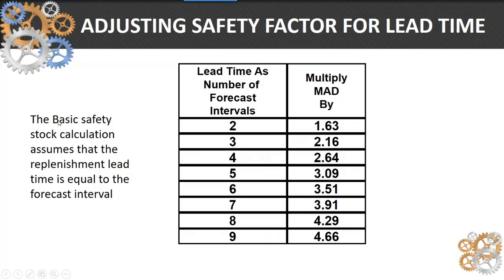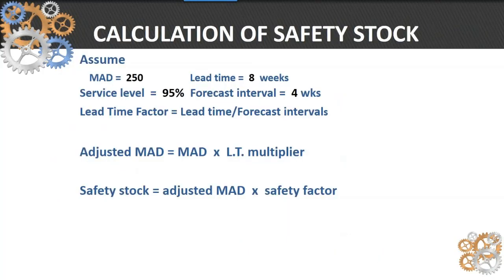The safety factor: the basic safety stock calculation assumes that the replenishment lead time is equal to the forecast interval. So if you're forecasting on a monthly basis and your lead time is 8 weeks, then you're going to want to adjust that mean absolute deviation by a factor that accounts for the variance between the forecast interval and the lead time interval. And this gives you a table of what those adjustment factors might be. Again, we don't have the time to get into the actual calculations, but basically you're going to modify your mean absolute deviation by that forecast period.